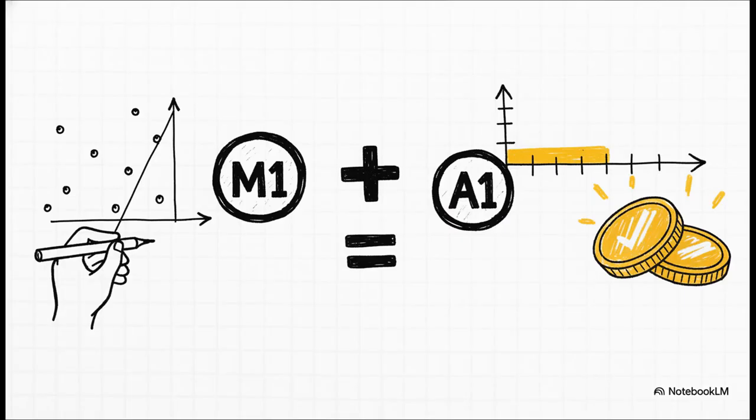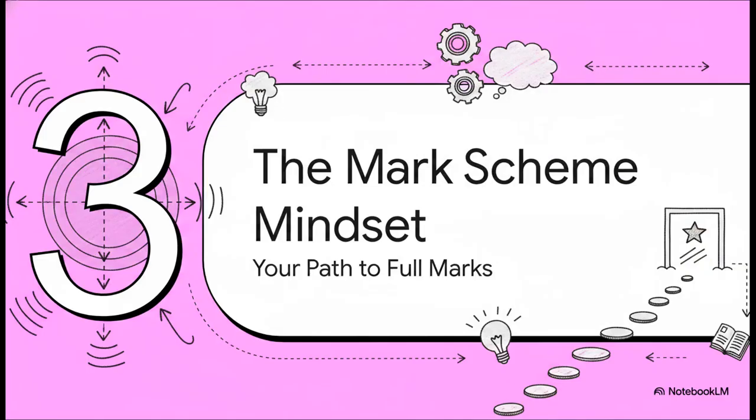So let's just recap how to get the 2 marks for part B. You get 1 method mark, the M1, for physically drawing the lines on your graph. And you get the second accuracy mark, the A1, for writing down an answer that falls within the examiner's range. You do both of those, and you've just secured all the marks. It's that simple. Okay, so we've completely dissected this question.